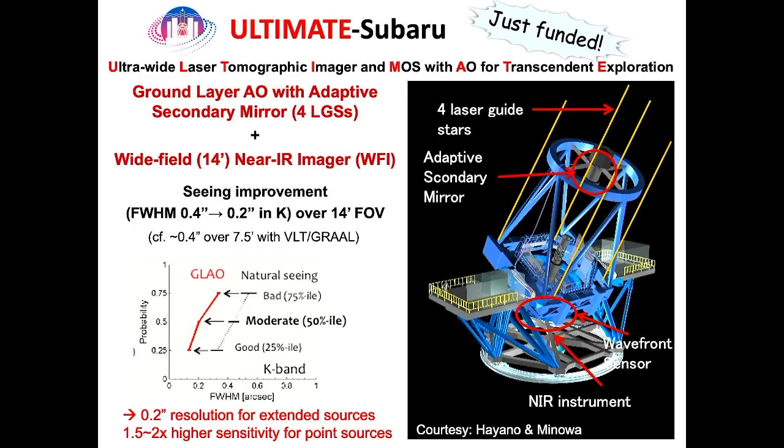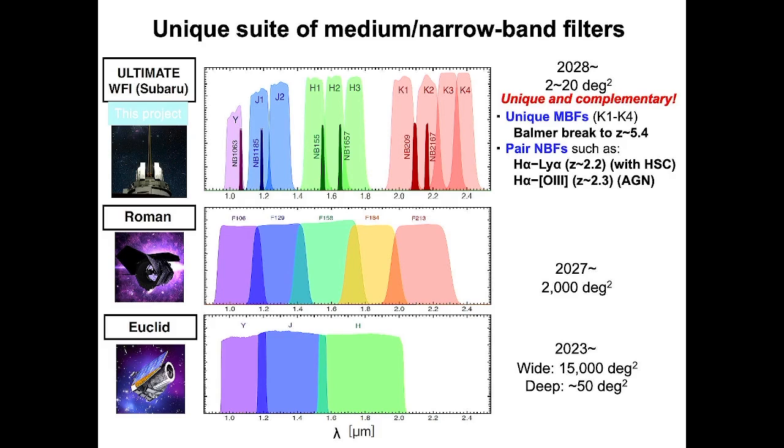A unique thing of this instrument is that we have a lot of narrowband and medium band filters, which are missing in other wide field space missions. So our instrument is complementary in that sense. For example, Lyman alpha, H alpha, this study that I just described can be more extended with this instrument. Okay, so we are seeking international partners. If you have money to invest, please contact me.